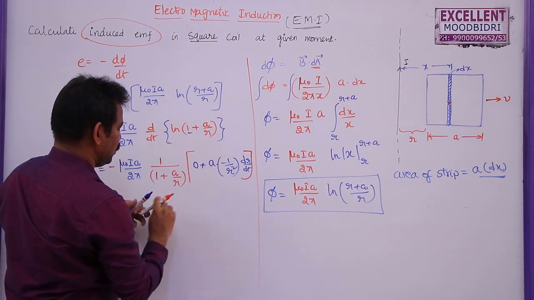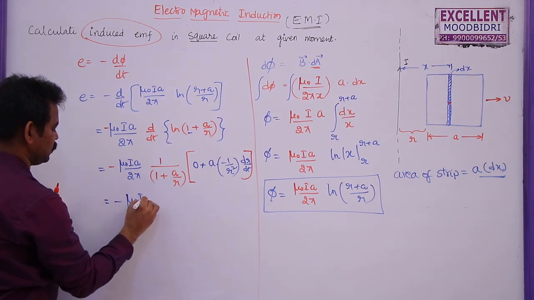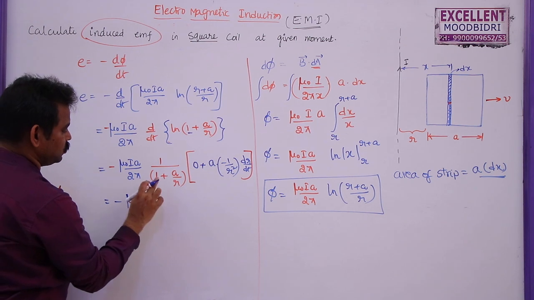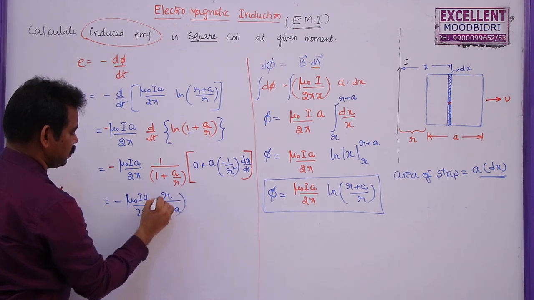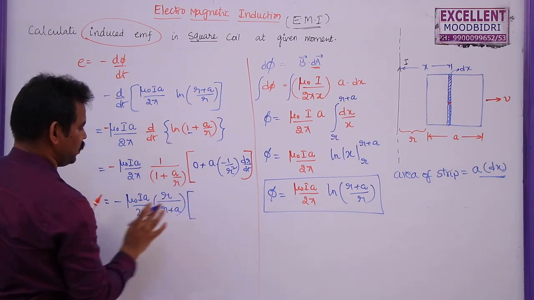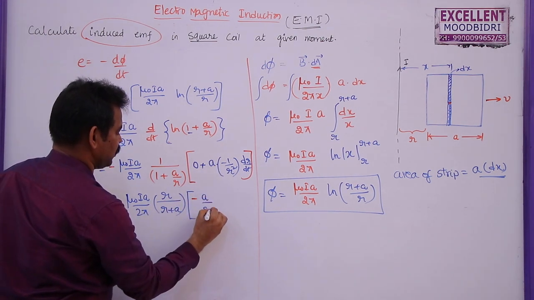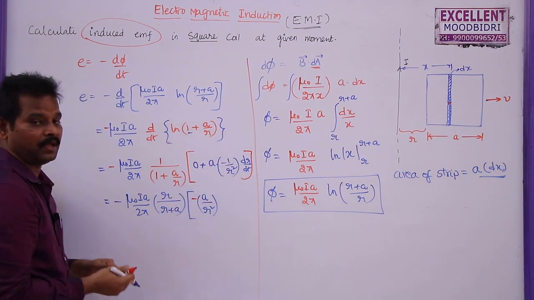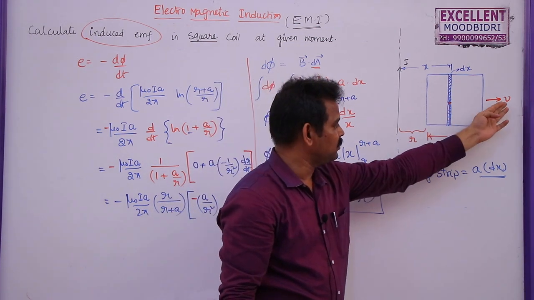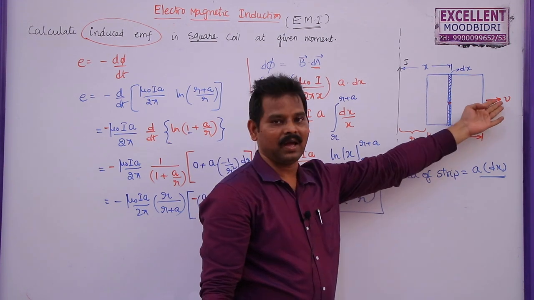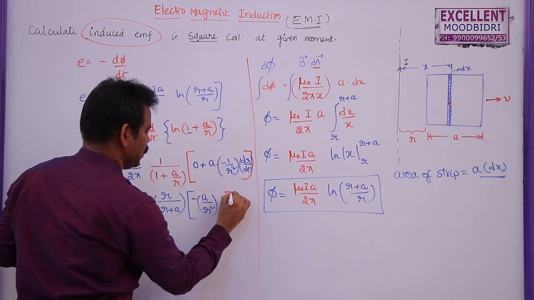Now after getting this, I am going to substitute these values. This will become minus of mu naught I a by 2 pi. This you can write as r by (r plus a) outside, and the inner value here is minus a by r square, into what is dr by dt? The change of this r value with respect to time. When it is moving with velocity v, dr by dt is nothing but the velocity of the loop. So in place of dr by dt I am going to write the velocity of the loop.